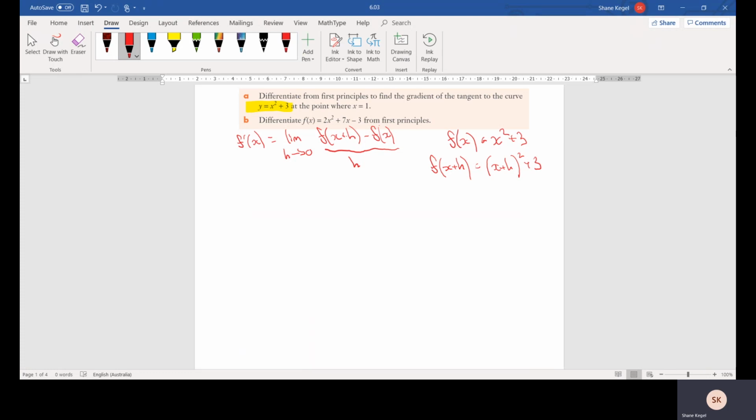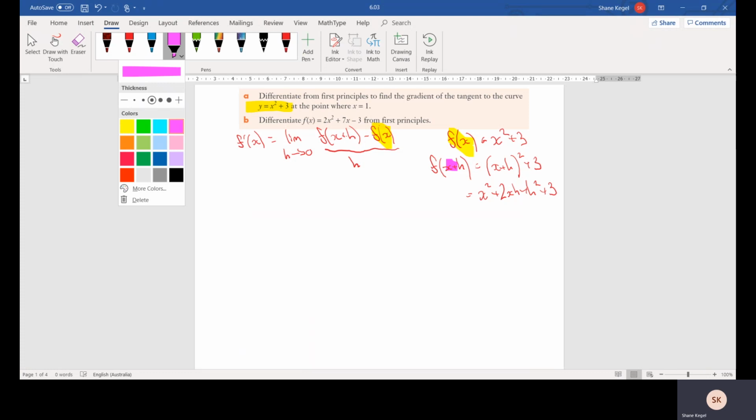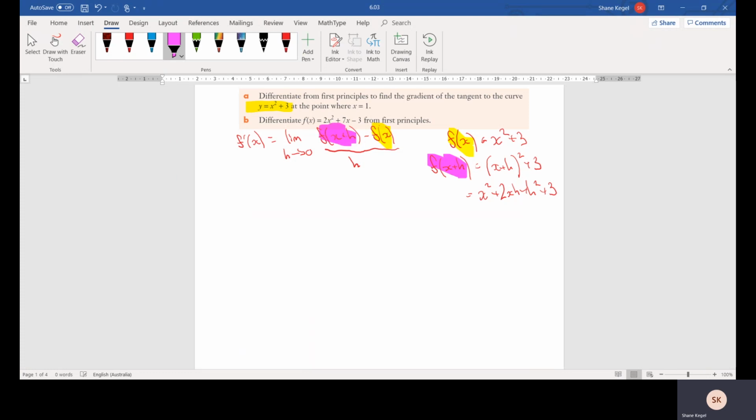I'm then going to expand my x plus h squared out, which should give me x squared plus 2xh plus h squared plus 3. Okay, so I've got my two things I need to find. I've got my f of x, which I'm going to sub into here, and I've also got my f of x plus h, which I'm going to sub into here.